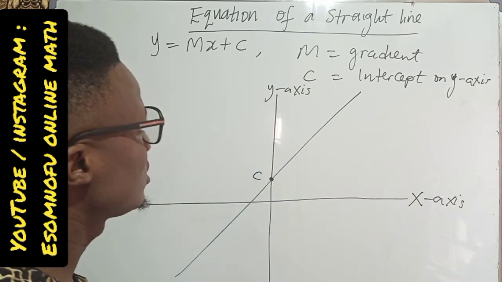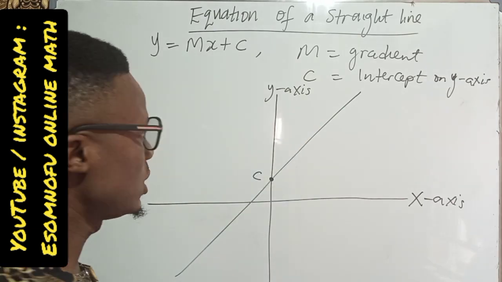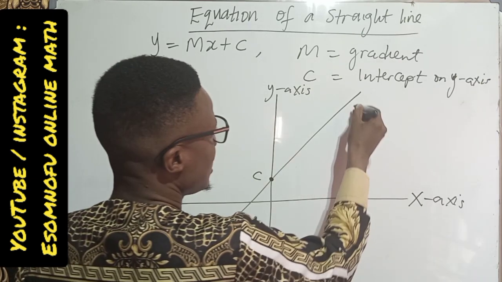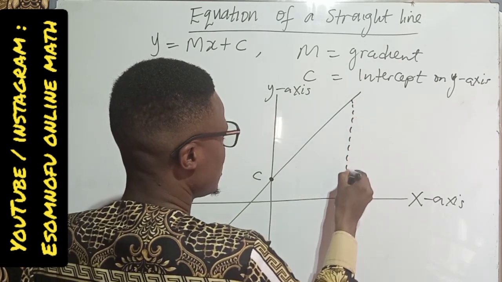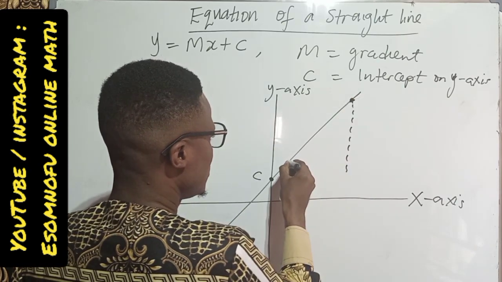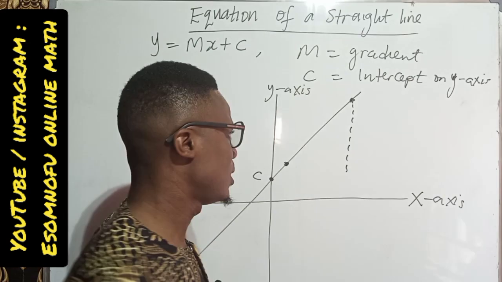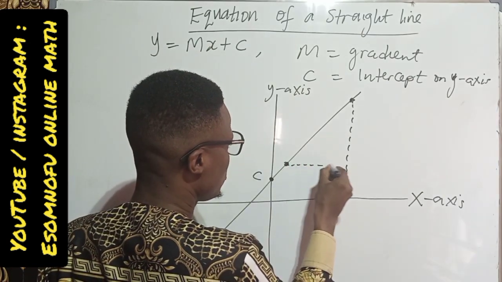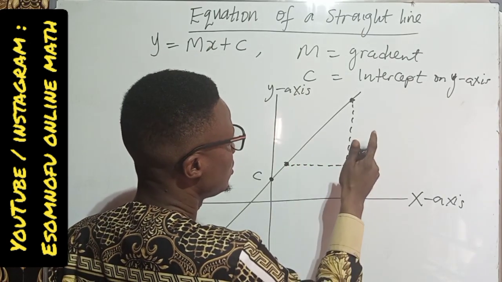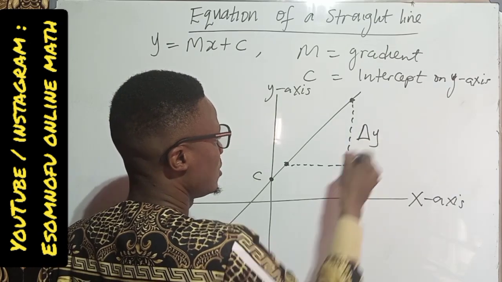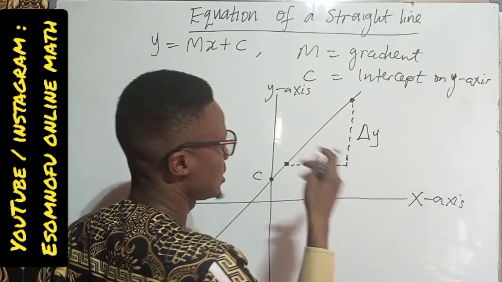Now, gradient is just the measure of the increase in y to the increase in x. You can take any two convenient points, let's say this point and this point. Remember, the gradient of a straight line is the same anywhere on the line. So you can take any two convenient points, but let it not be too small. So here is change in y, here is change in x.